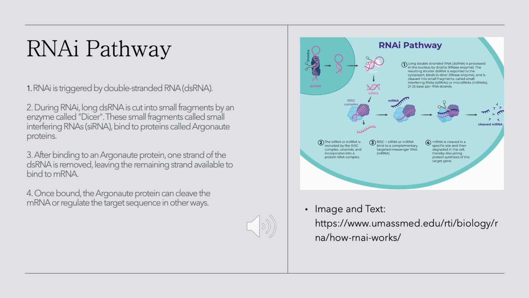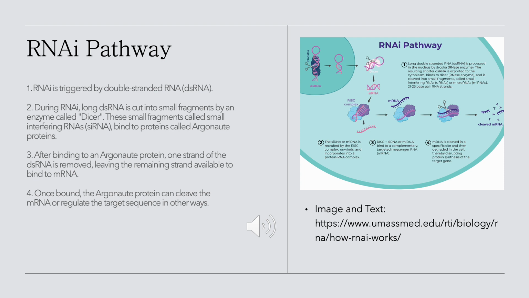So first, RNAi is triggered by double-stranded RNA, or dsRNA. During RNAi, long double-stranded RNA is cut into small fragments by an enzyme called dicer. These small fragments, called siRNAs, or small interfering RNAs, bind to proteins.